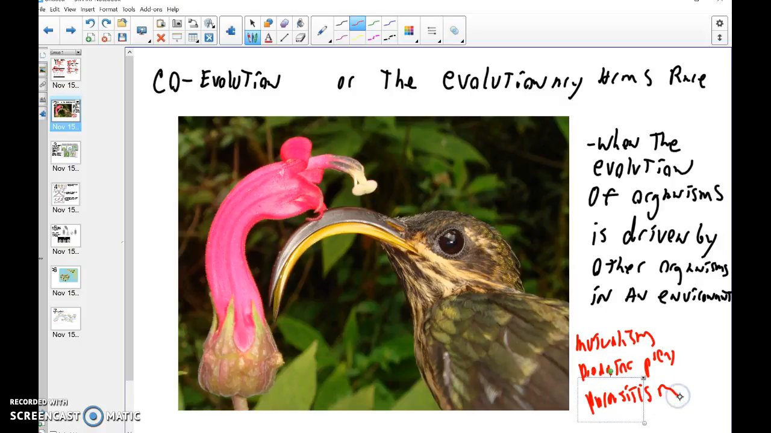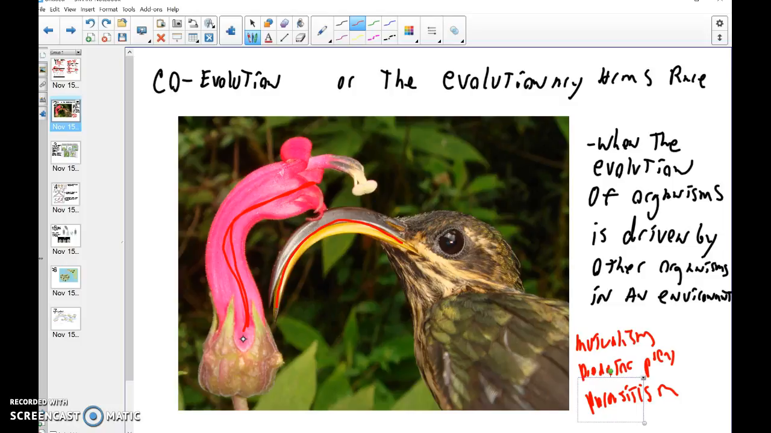Now, sometimes there are some other more interesting examples, like take a look at the structure of the beak of this bird, okay? And then take a look at the structure of the flower that bird gets nectar out of. That didn't happen by accident. The structure of the flower consistently evolved and changed over time. And the structure of the bird's beak consistently evolved and changed over time so it would still be able to eat out of the flower. The structure of the flower created the pressure to change the structure of the bird's beak.